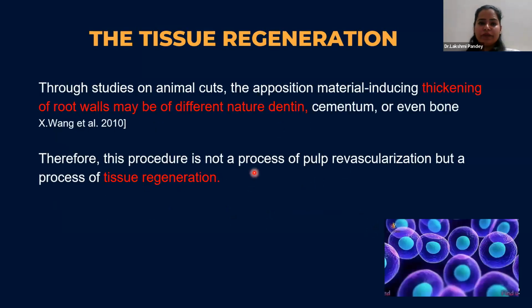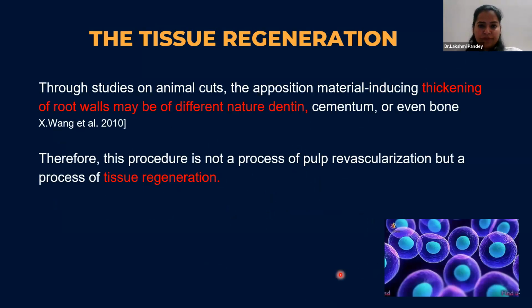Next comes your tissue regeneration. Thickening of root walls may be of different nature: dentine, cementum, or even bone. Therefore, this procedure is not a process of pulp revascularization, but a process of tissue regeneration.